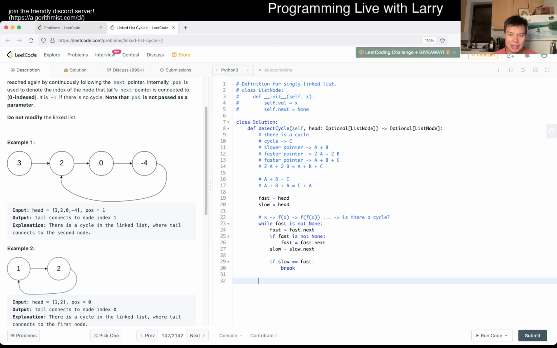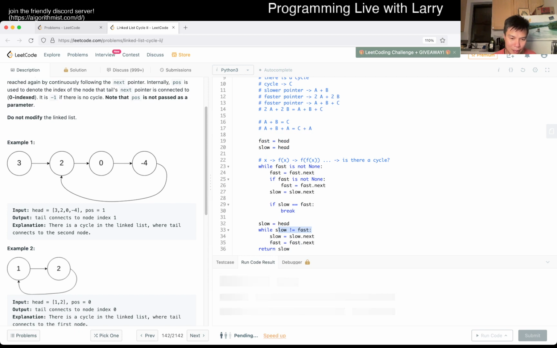And of course they're the same, so you could just take either one. It doesn't really matter. So we'll set slow equal to head again, and then while slow is not equal to fast, slow is slow.next, fast is fast.next, and then just return slow. Again, it doesn't matter which one you return because they're the same. That's the invariant. Let's give it a spin. Maybe I'm off by one, maybe not. Hopefully not. Okay, let's see.